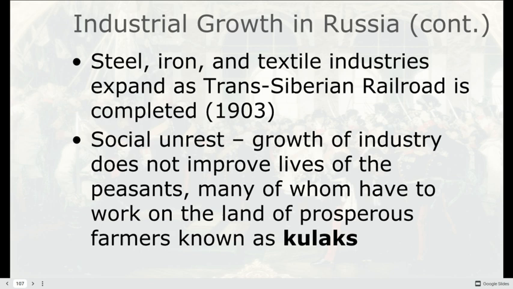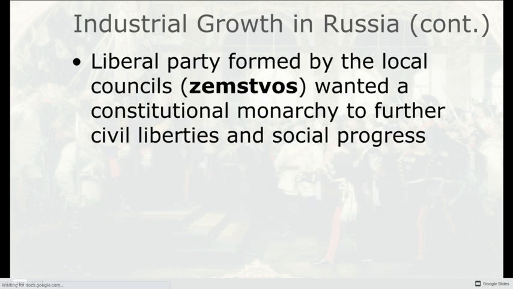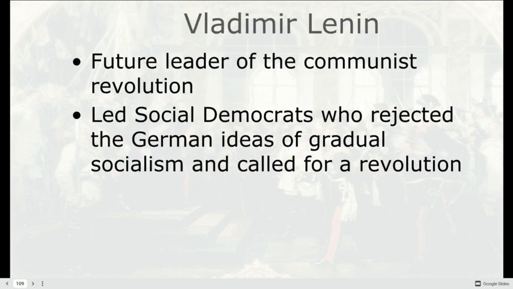And you did see some expansion in steel, iron, and textile, and the building of the Trans-Siberian Railroad, one of the longest rail lines in the world. But of course, none of this really benefited the average peasant, which made up the bulk of the population. And even if there weren't any socialists, you would have liberals in Russia that would be influential in local government that wanted a constitutional monarchy.